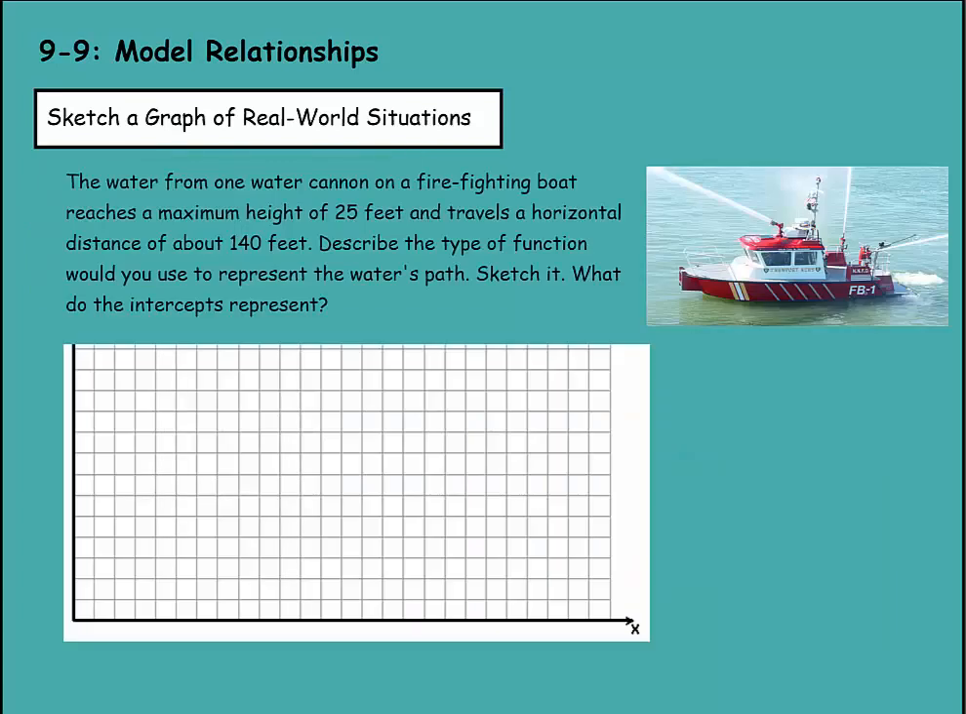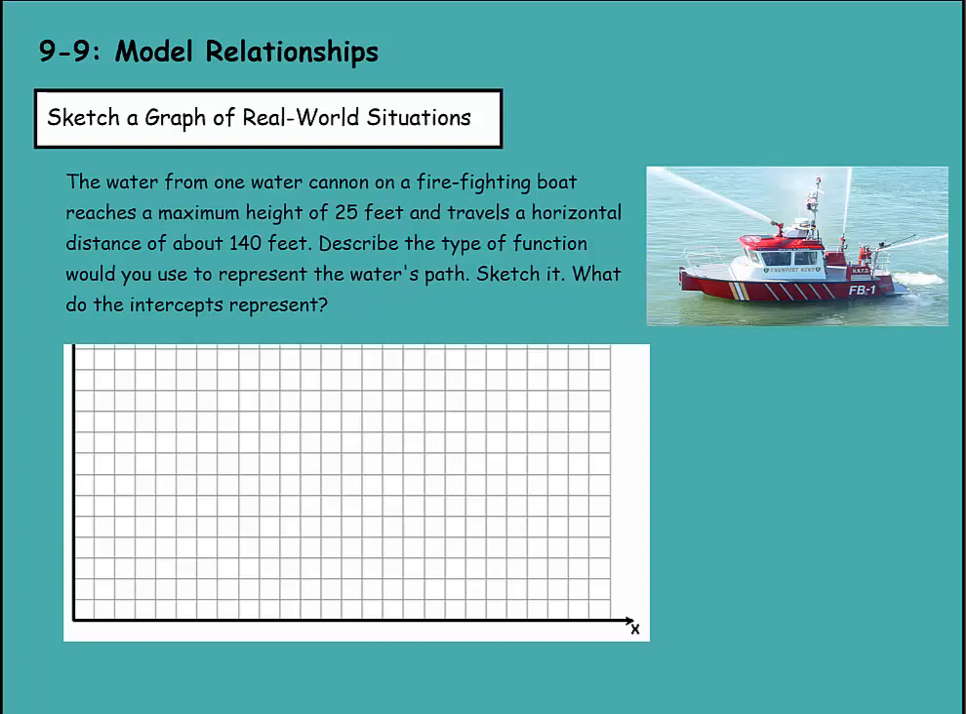First, let's sketch a graph of a real-world situation. It says the water from one water cannon on a firefighting boat reaches a maximum height of 25 feet and travels a horizontal distance of about 140 feet. Describe the type of function you would use to represent the water's path, and sketch it. What do the intercepts represent?